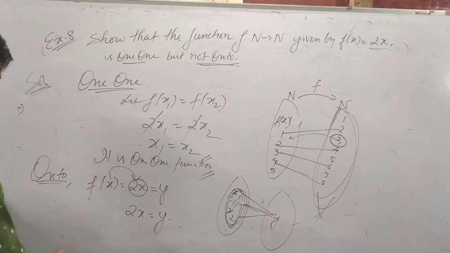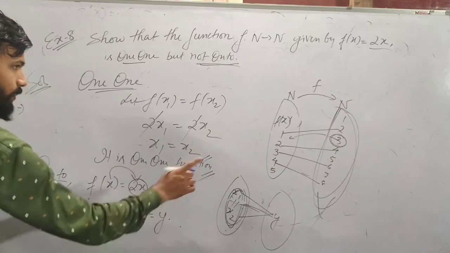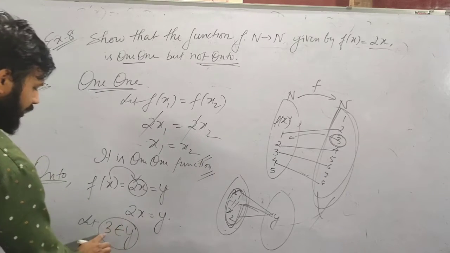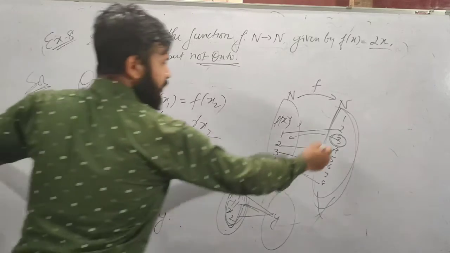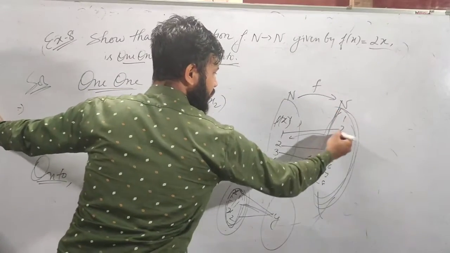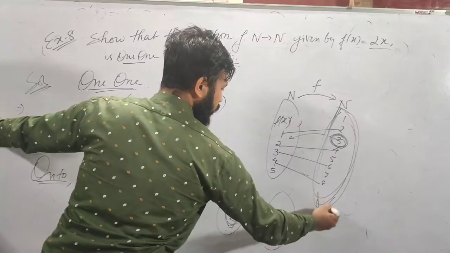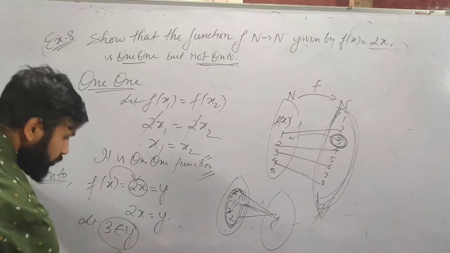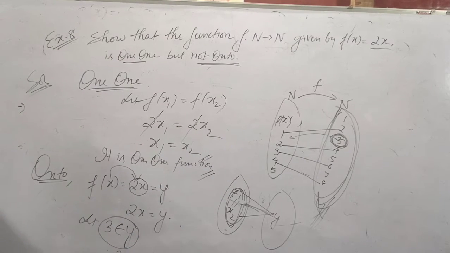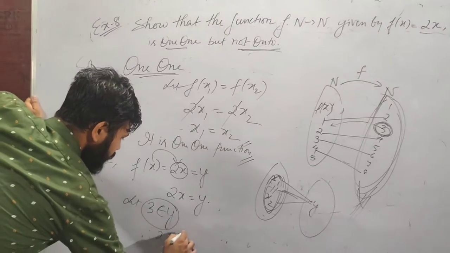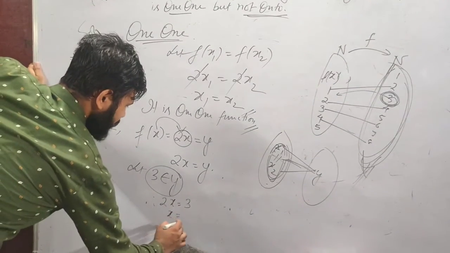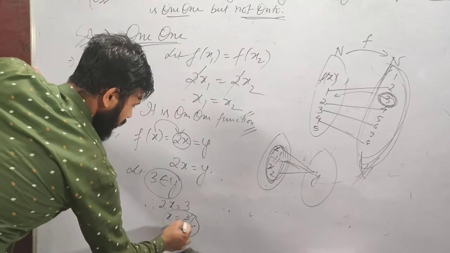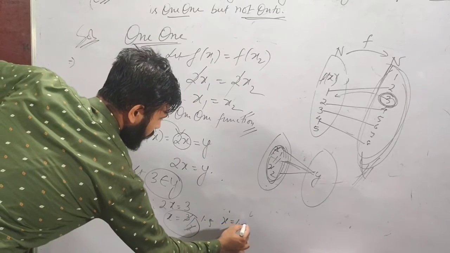Okay. So if I say that let 3 belong to the set y. There is 3, an element in the set of codomain. So I consider this 3 belongs to y. Obviously 3 belongs to y. So now let us see. Therefore 2x is equal to 3, and what is the value of x? x is equal to 3 by 2. Oh my god. So we can see that 3 by 2 means 1.5. That means x equal to 1.5.